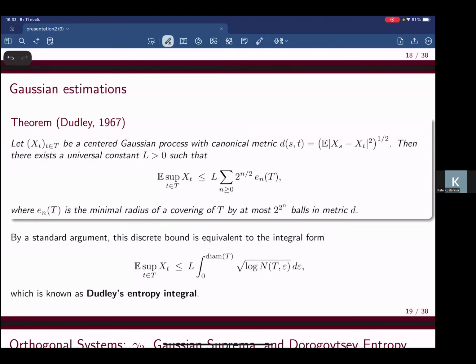This means that the expected maximum of the Gaussian process is controlled by how effectively we can cover the index set T using small metric balls at different scales. And passing to the continuous limit, this discrete inequality becomes the well-known Dudley's entropy integral, which you can see, where N(T, ε) is the minimal number of ε-balls needed to cover T.